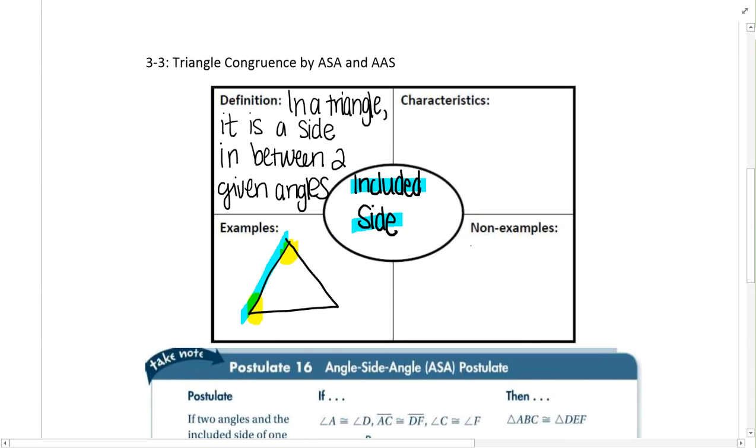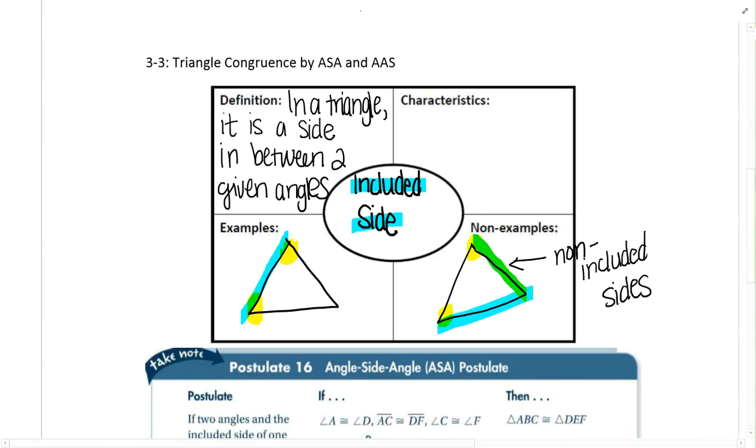Let's look at the same situation, but let's look at a non-included side, which would be the opposite. We'll use the same two angles. Our non-included side would be either this one or this one. So these are called non-included sides, which is a term that we're going to use a lot.